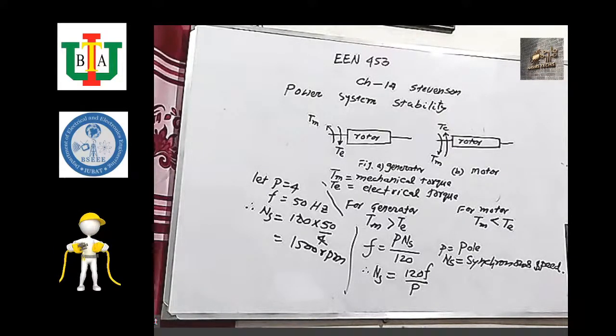Understand? Similarly, with a generator, there is a controller. That controller brings the machine to the previous condition after suffering a disturbance. That is called stability.